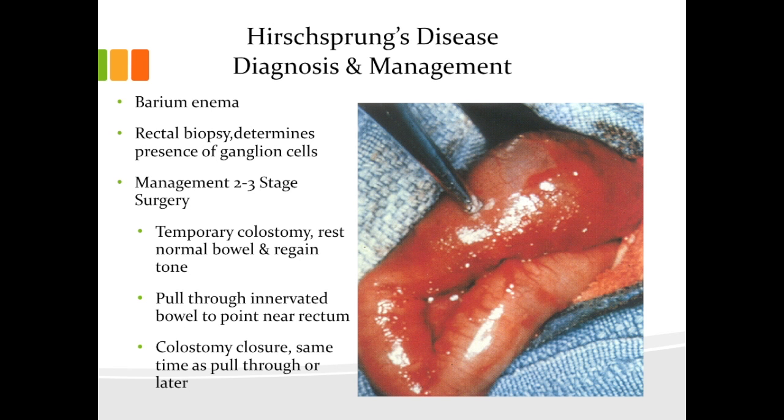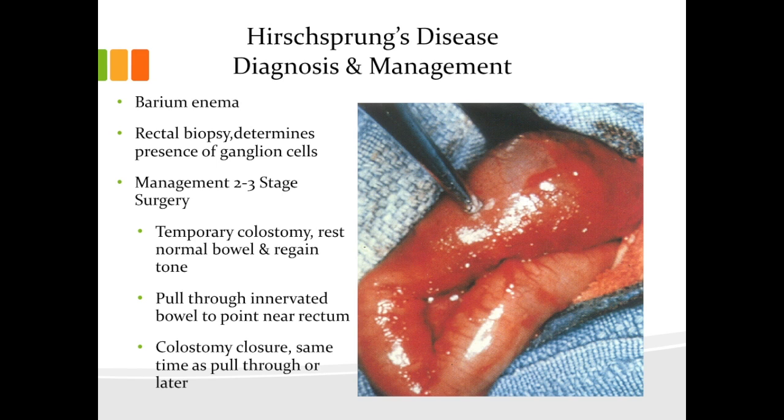When they're suspicious of this disorder, the initial test is doing a barium enema, and it will actually show that big colon. And then this is followed by a rectal biopsy, and that will be definitive in seeing that this tissue lacks the ganglion cells.